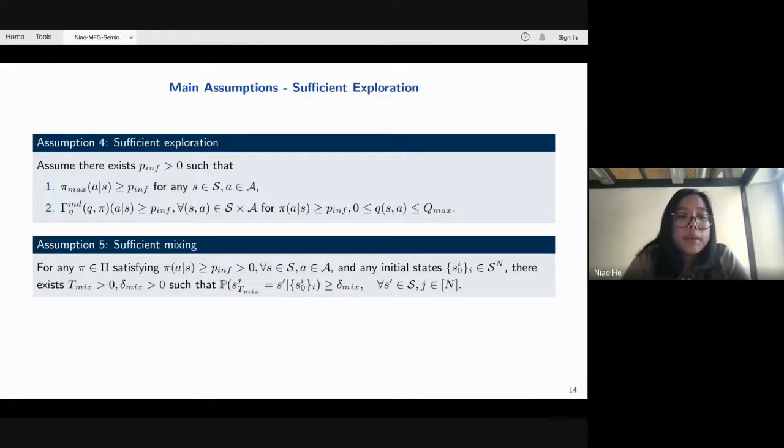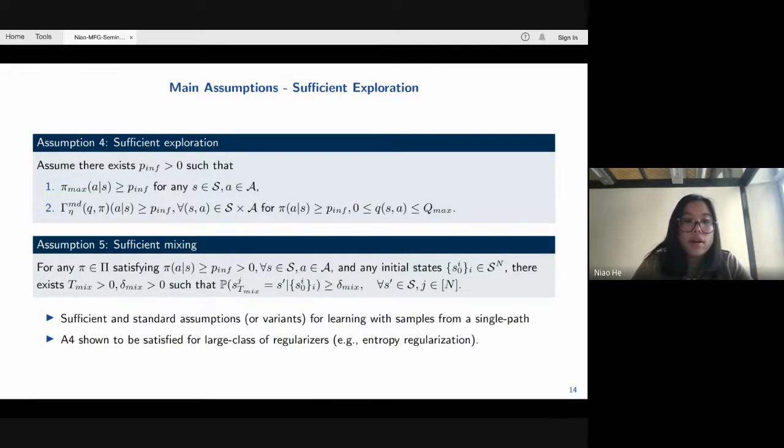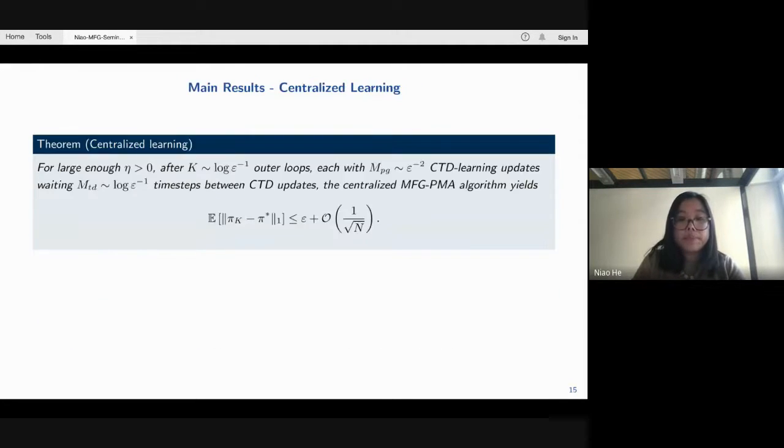The second assumption, which is also very standard, is to assume that there is sufficient mixing of your Markov chain. This basically ensures that you are able to visit every state infinitely often, eventually. As I said, these, or different variations of these, have been deployed in different papers, and the idea is to guarantee that you are able to visit every state and every action infinitely often, right? So that you can actually benefit from this single sample pass.